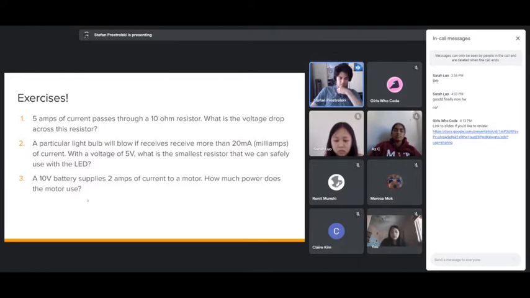Then the third question is, we have a 10-volt battery supplying 2 amps of current to a motor. How much power does the motor use? I'm going to give you a bit of time to figure out these questions.